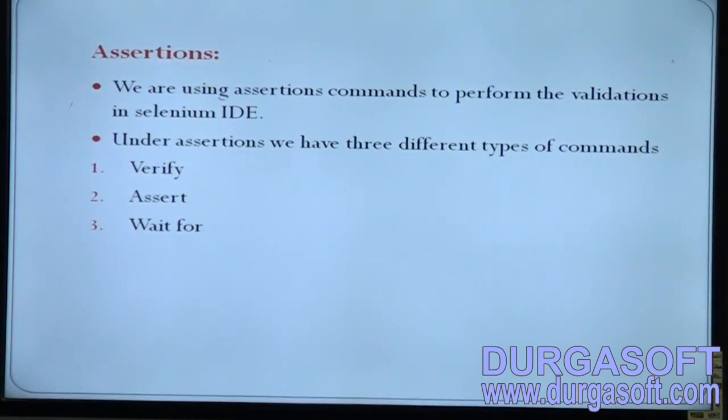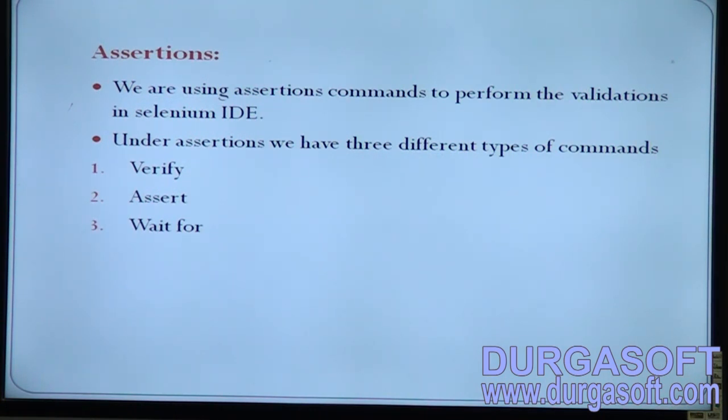Let us go and see what are assertions. We use assertion commands to perform validations in Selenium IDE. So if we want to perform some validations, I need to go with the assertions. What are validations, team? Let us say I want to verify the text is available, or the element is available, or the edit box, text box, button or link is available in the application. These are called assertions, I mean, validations. So how are we going to validate this?